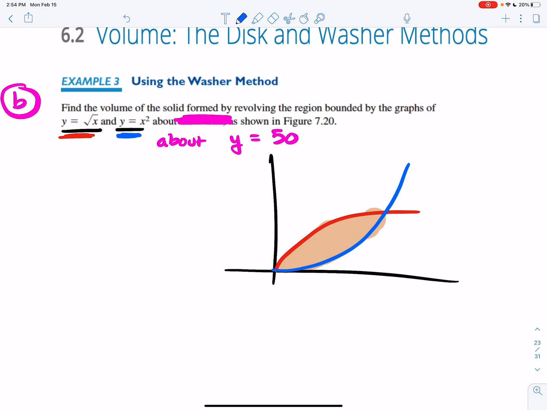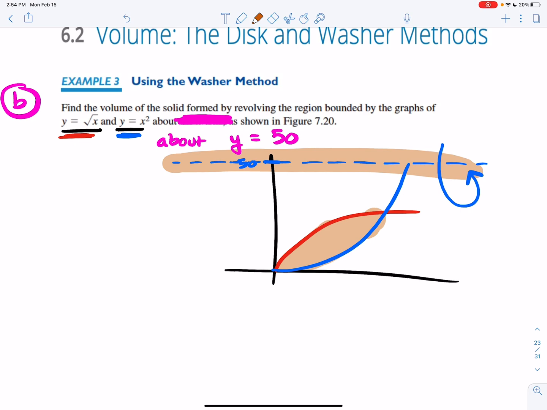So remember, y equals is a horizontal line. So I'm just going to say that this is 50 here. And this is where I'm going to rotate. All right. So same thing. We have a horizontal axis of revolution. So my rectangle should be vertical because it's perpendicular. Okay, so I'm going to draw a sample one here, somewhere in the region. That tells me that it's going to be dx.